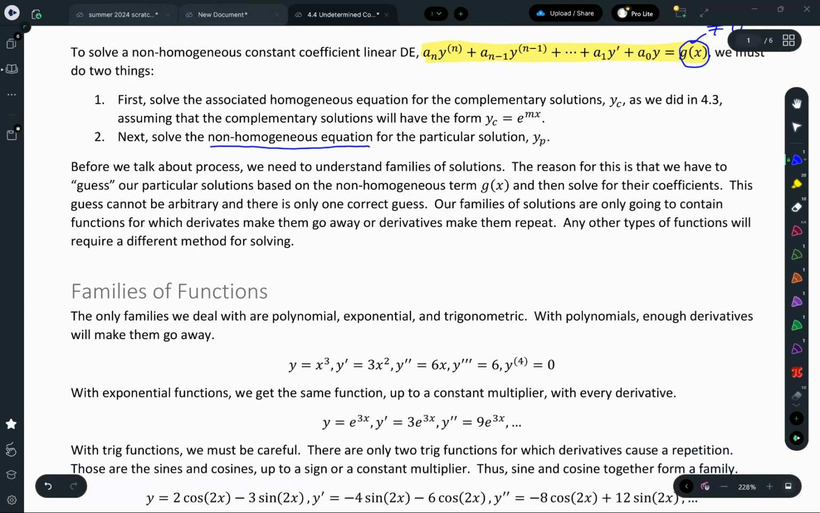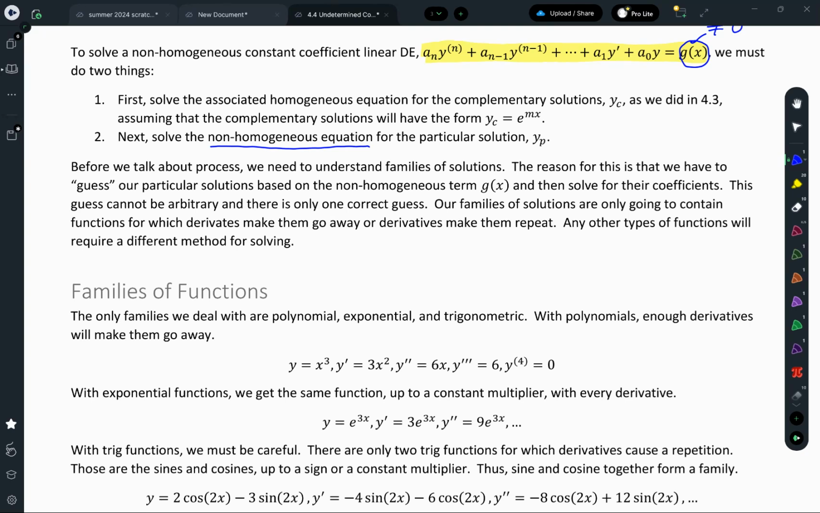The book and many other books also call this a guessing process, but it's not really a random guess. It's a highly educated guess. We go into looking at g of x with some understanding about functions and their derivatives and how they behave together.